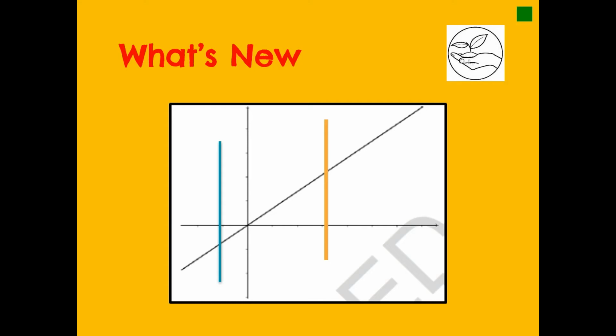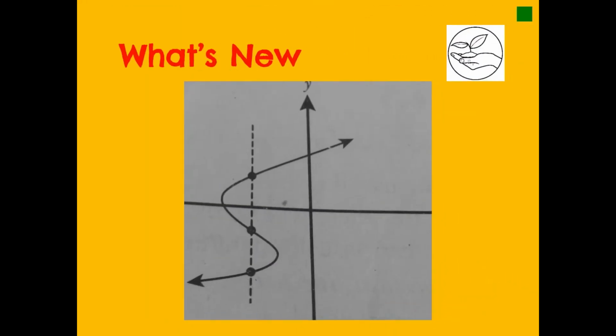If you draw a vertical line to any part of this line, you will find out that the vertical line intersects the line only once. Therefore, this graph represents function. This is an example of a graph which is not a function. You can see that there are more than one intersection with the vertical line.